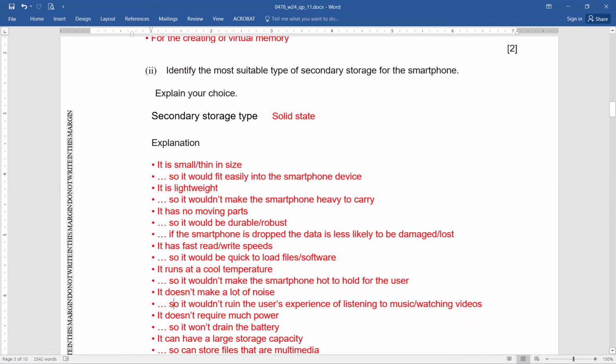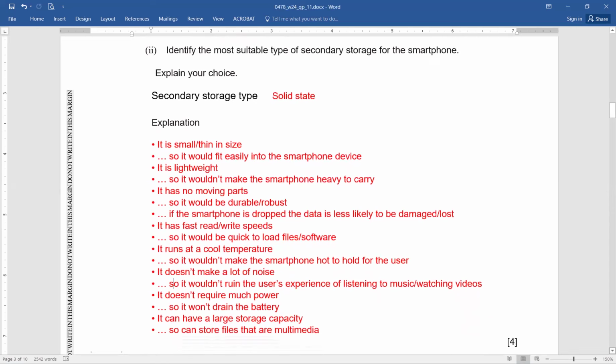It doesn't make a lot of noise, so it wouldn't ruin the user's experience of listening to music or watching videos. It doesn't require much power. It won't drain the battery. It can have a large storage capacity, so it can store multimedia files. A few of these we have been discussing in the class, and some of the options are available in our book also. So I guess this is going to give you a very nice answer, and you will be able to score 4 out of 4. Any 4 points out of these will give you 4 out of 4.